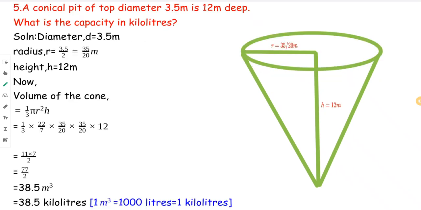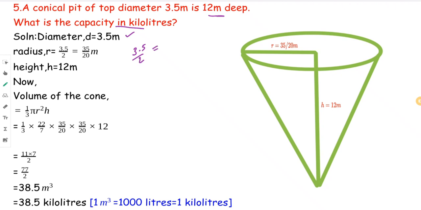Let's do one more. Question number 5. A conical pit of top diameter 3.5 meter is 12 meter deep. So deep means we'll get the height, right? What is the capacity in kiloliters? So diameter is given to us as 3.5. If I try to find the radius, divided by 2, right? So I'm having 3.5 by 2.